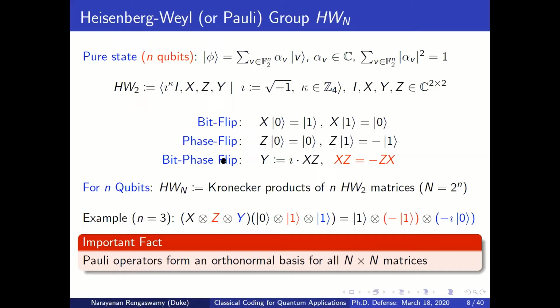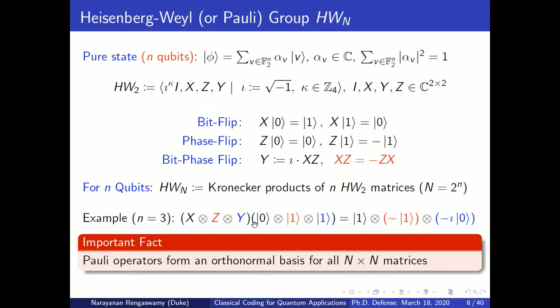Okay, so just like for qubits, we took Kronecker products of basis states. For n qubits, the n-qubit Pauli group is again Kronecker products of these 4 matrices. So here is an example. I have 3 qubits. I have 1 qubit in 0 state and 2 other qubits in 1 state.